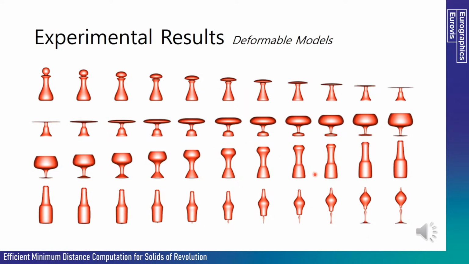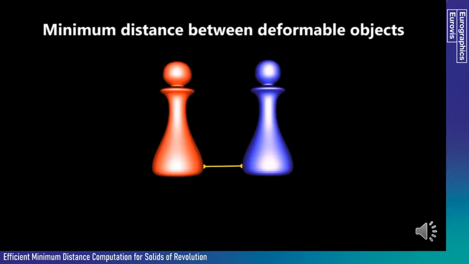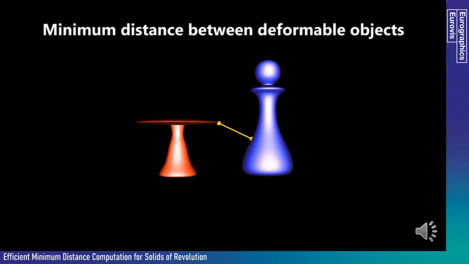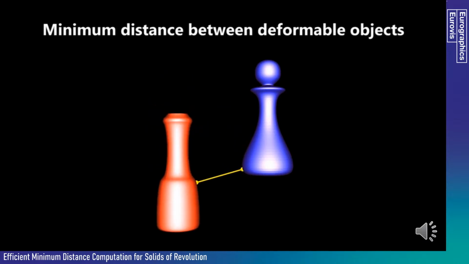Therefore, we also tested our algorithm with dynamically deforming objects as shown in the slide. We could build the bounding volume hierarchy and compute minimum distance simultaneously in real time. In this video, we can see that the models change from one another and compute distance at the same time.